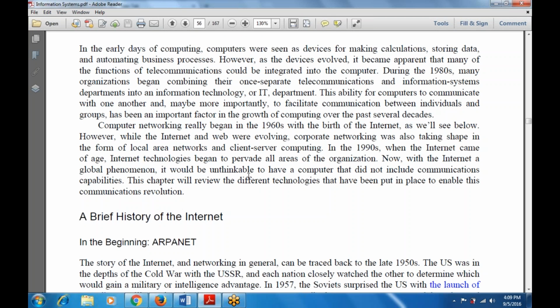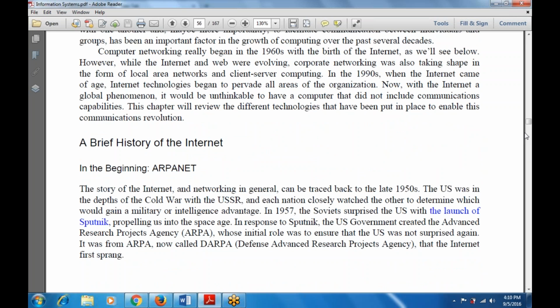Then let's talk about the brief history of the internet. What is the internet? How is it used? In the beginning, it was used as ARPANET, the Advanced Research Project Agency Network, which was developed by ARPA.